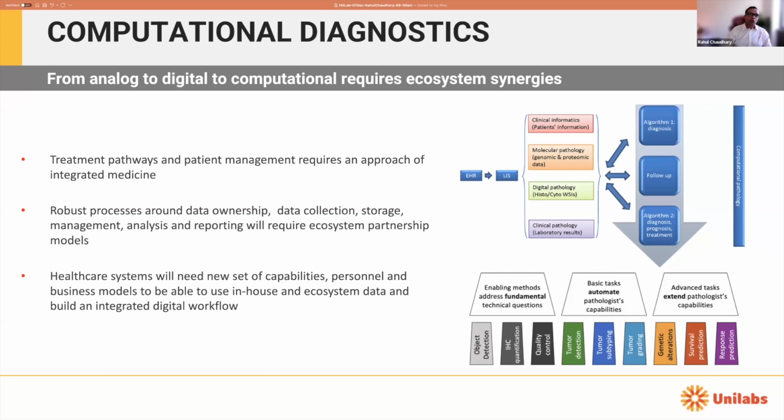What is interesting to note here, what are the processes actually required to do all of this? You have issues around data ownership, data collection, storage, and reporting. So all of that requires robust ecosystem partnership models, because there are various players in this whole ecosystem who, within this supply chain of data management, flow the data around. And then the healthcare system will also need new sets of capabilities, new trainings, new business models to be actually able to use these modalities and capabilities.